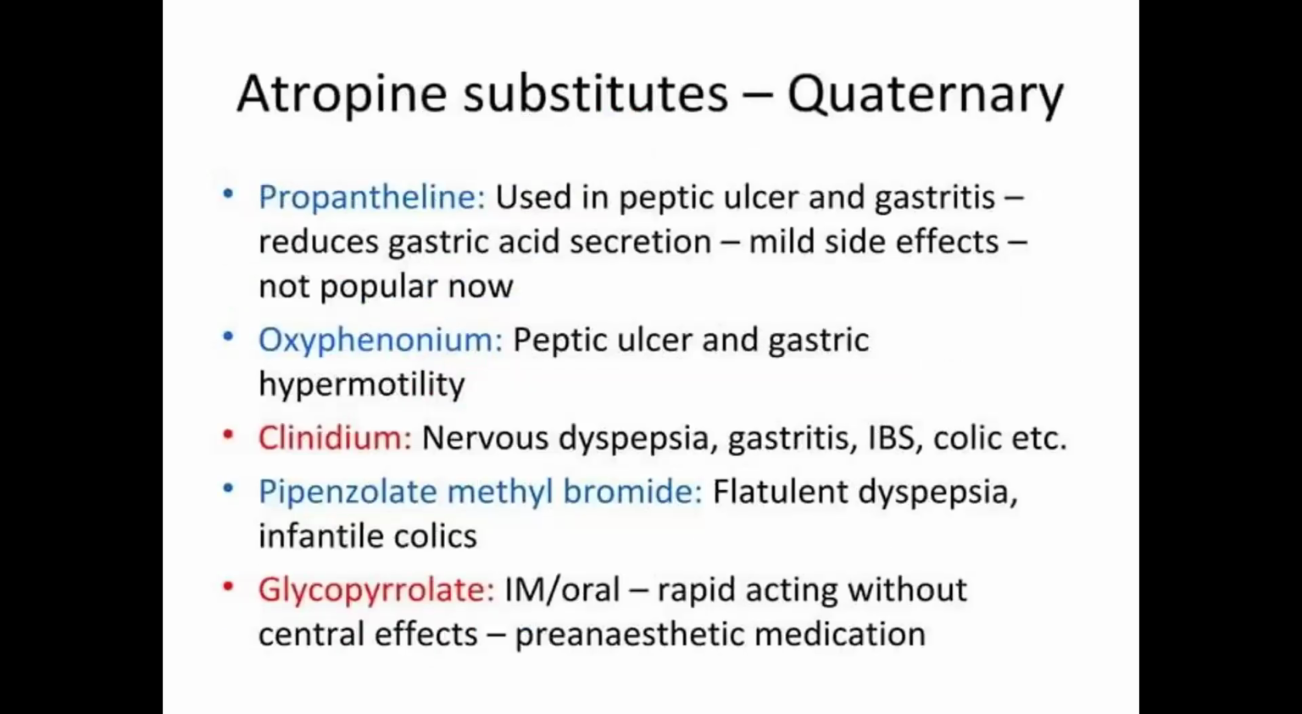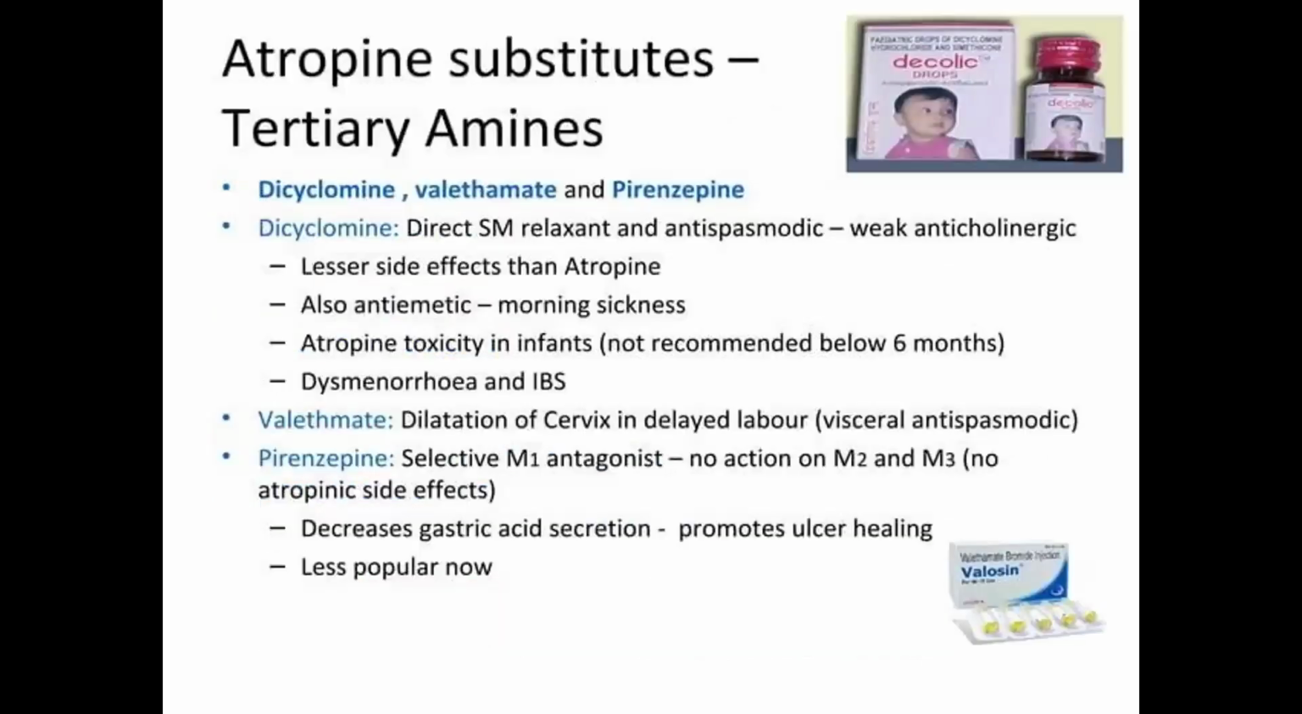We have some quaternary compounds like propantheline. It is used in peptic ulcer disease and gastritis, but nowadays anticholinergics are rarely used in that, except clidinium, which is used in nervous dyspepsia, gastritis, IBS, and colic. Then glycopyrrolate, which is rapid acting without central effects. So it's a very good pre-anesthetic medication. When we go for gaseous anesthesia and have to reduce the tracheobronchial secretions, we go with glycopyrrolate, although it is a very costly drug. Oxyphenonium is used in peptic ulcer and gastric hypermotility.